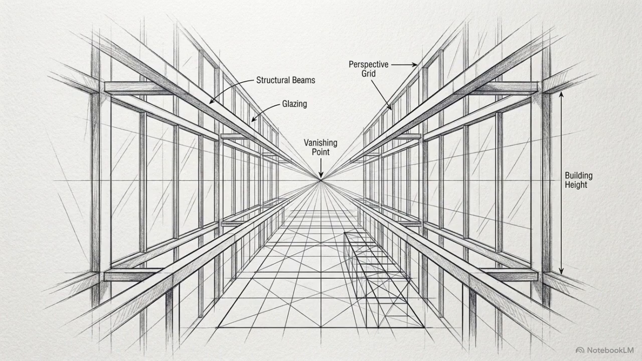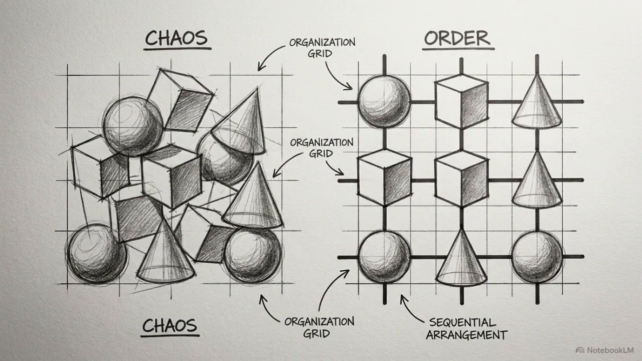Unity and balance keep these contrasting elements in equilibrium. They act as the invisible anchors that prevent the composition from feeling fragmented. These organizational principles transform raw visual data into a readable message. Without them, even perfectly rendered forms lack clarity.